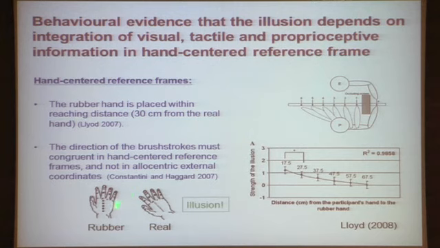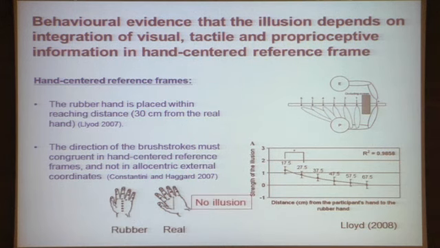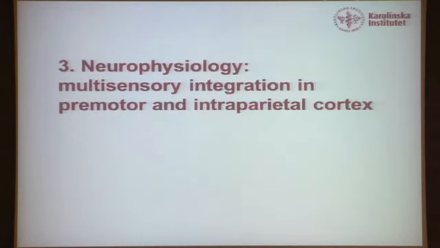Now, if you rotate the real hand like that, you see the direction of the strokes are now the same direction from the hand's perspective, and you get an illusion. But actually, these strokes in external space, allocentric space, are not congruent. And if you have this situation where the direction of the strokes are actually identical in absolute external space, but they are different in hand-centered space, you don't get the illusion. It's another beautiful experiment from Patrick Haggard's group in London.